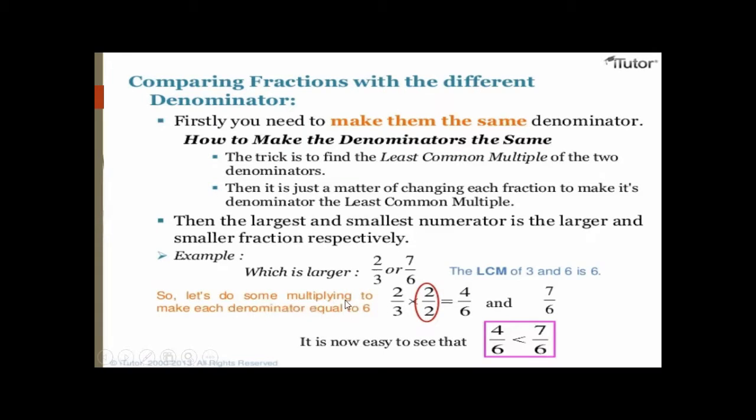We know very well that whenever we multiply the denominator by a number, we must multiply the numerator by the same number. For example, in 2 upon 3, if I multiply the denominator 3 by 2, I must multiply the numerator 2 by 2. So 2 upon 3 becomes 4 upon 6.